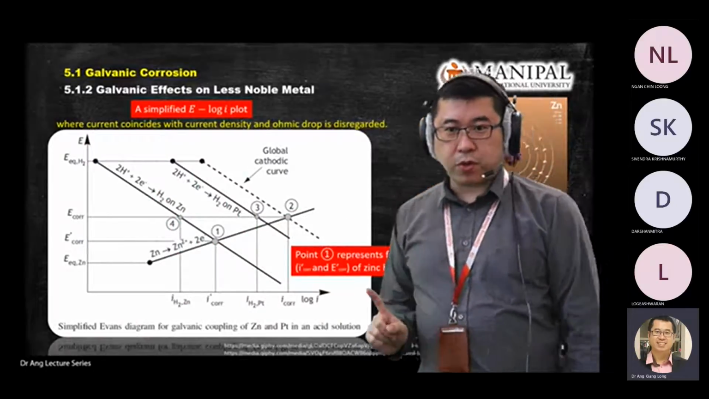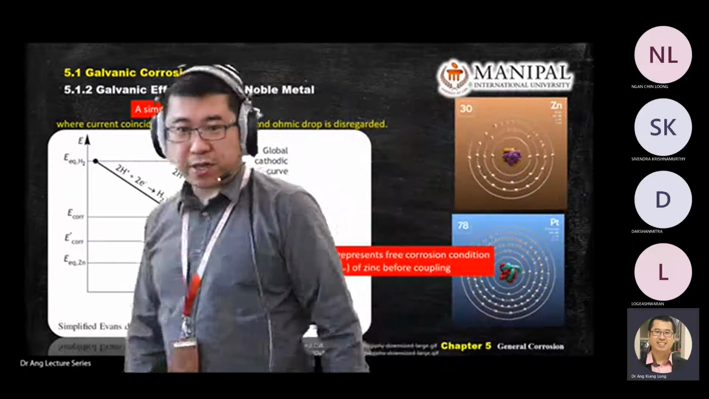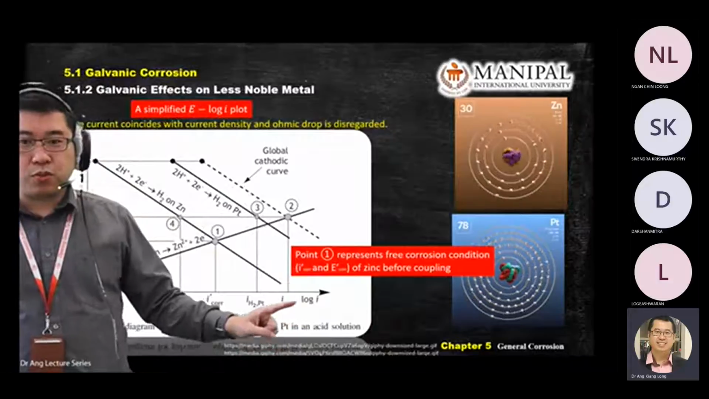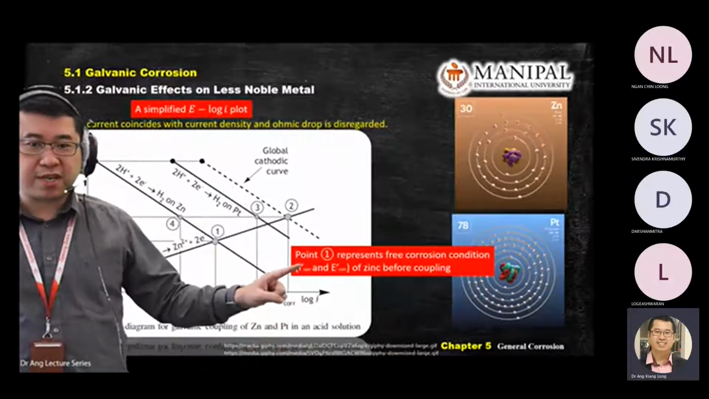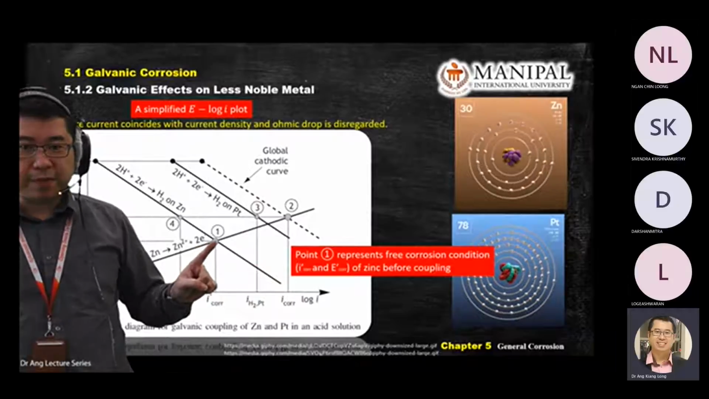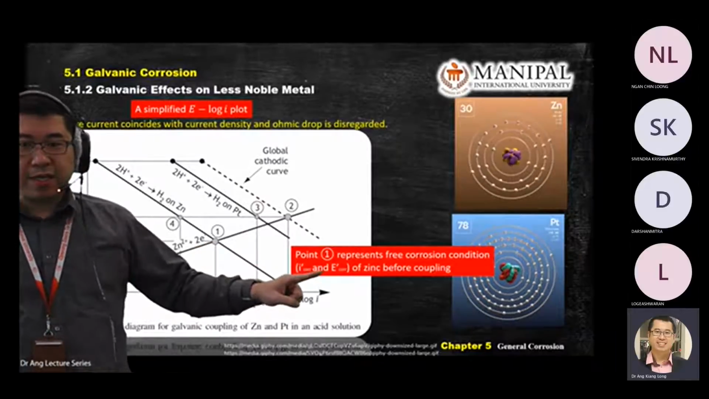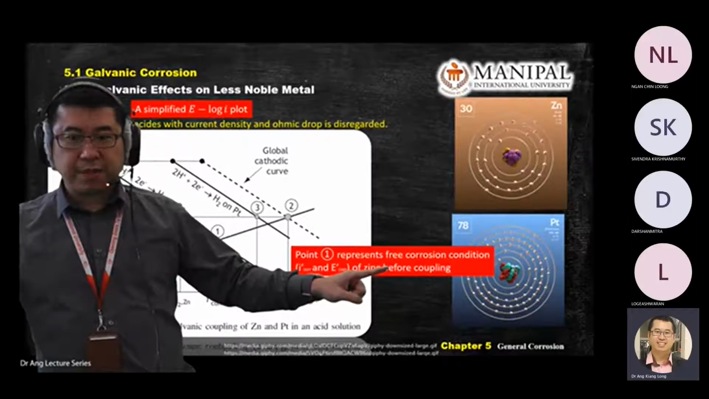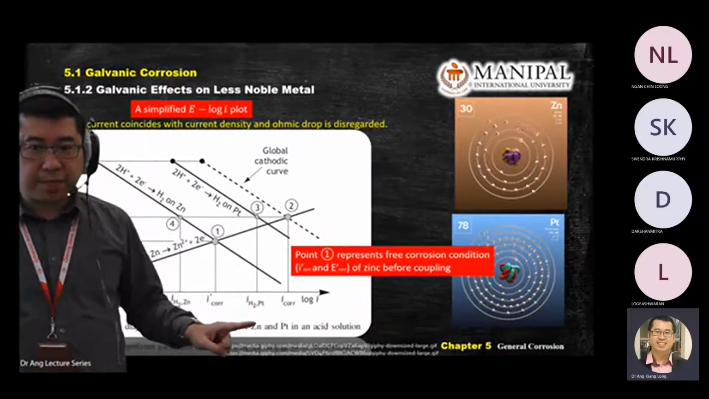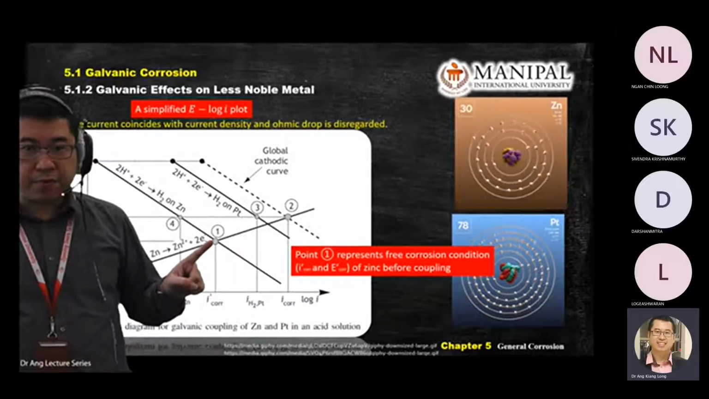So first point, the question will surely ask you to label what happened before the coupling starts. So point number one here is that there is no corrosion happening, which is before coupling. So this is the first point.